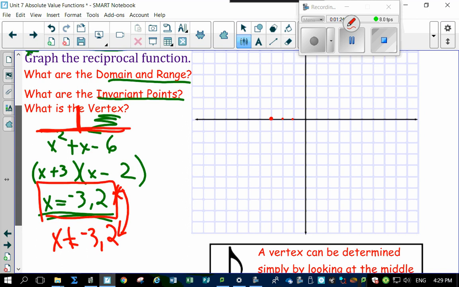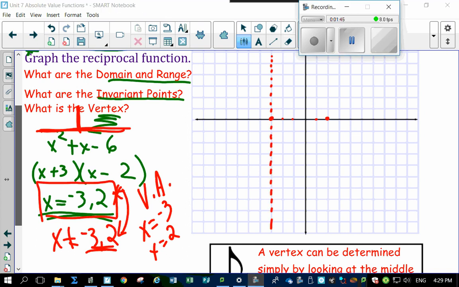So let's put this in. 1, 2, 3, there's minus 3. 1, 2, there's 2. They not only become your non-permissible values and critical points, but they also become your vertical asymptotes. You got it. So x equals minus 3 and x equals 2 become our vertical asymptotes. And I'm going to draw them in right now. Bada boom. And bada boom.